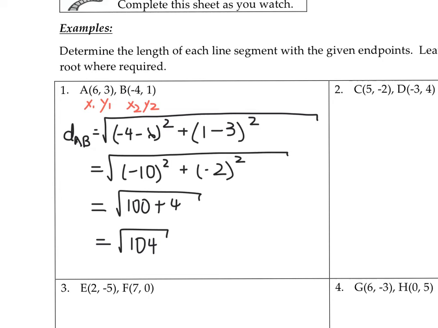And if we really wanted to, we can turn it into a decimal, but in this case, it just says to leave it as a square root, because it's not a perfect square. Now, if you accidentally put negative 10 to the power of 2 as negative 100, you're going to end up with a negative number under your square root, which you cannot do. So that would be your first clue that you did something wrong.